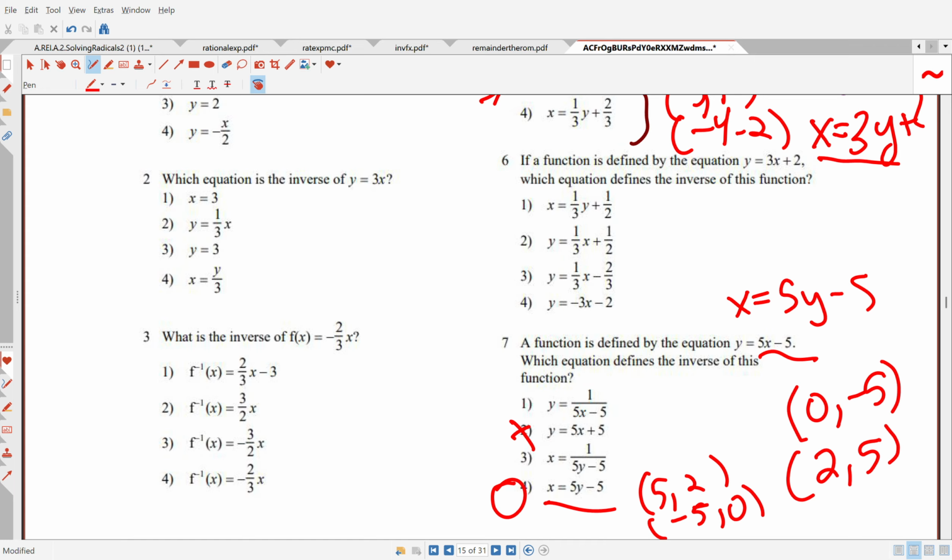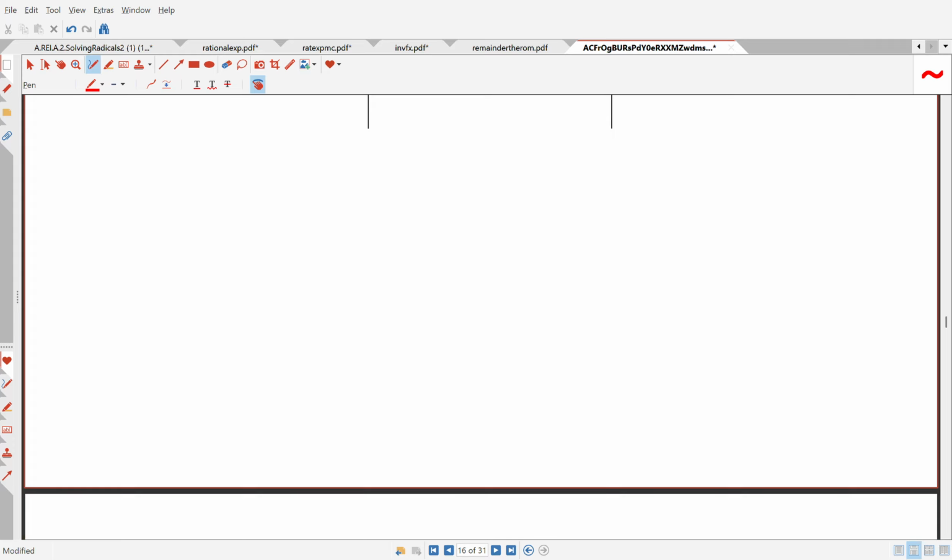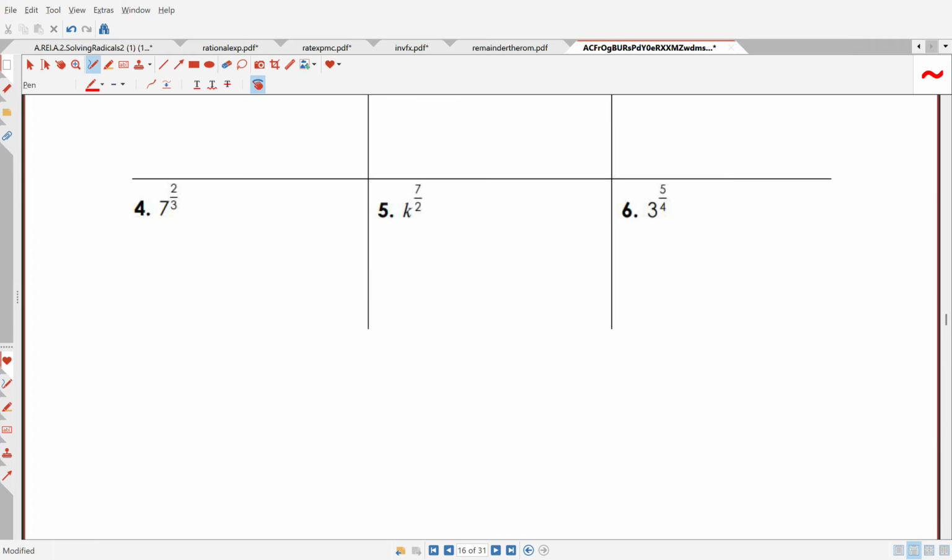It says, look, which equation defines the inverse. And that would be the answer. Yeah, they didn't actually solve it and do this. But you're okay with this now, right? Yeah. We'll move on. Now you have to know power over root.